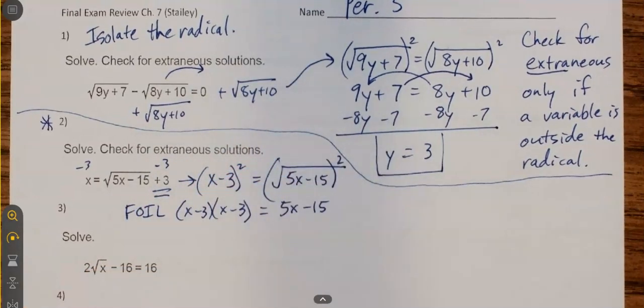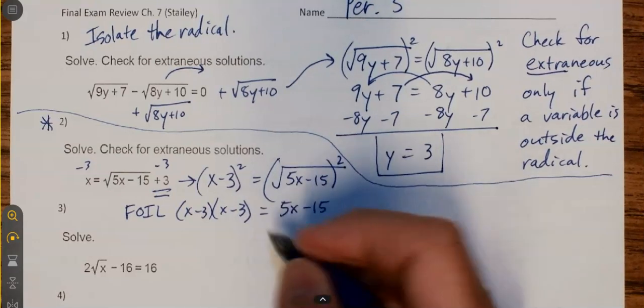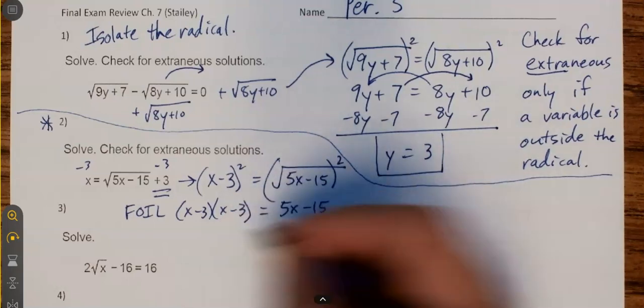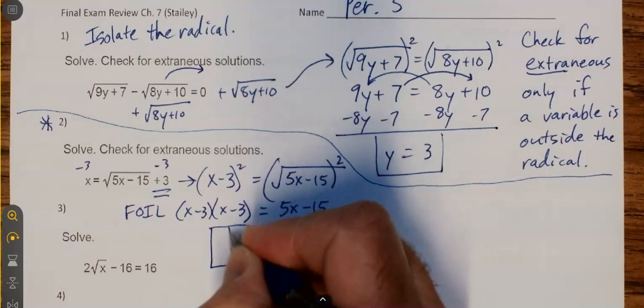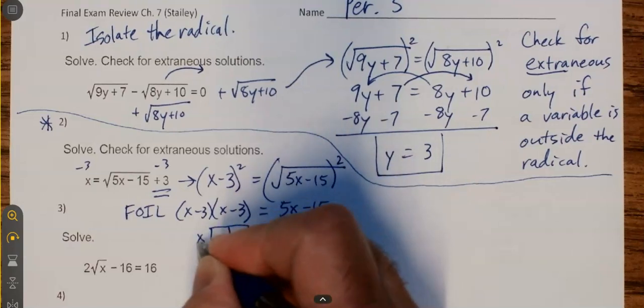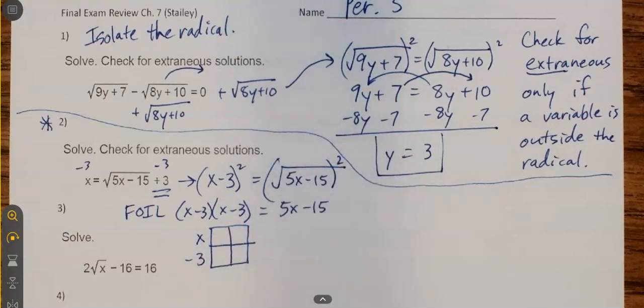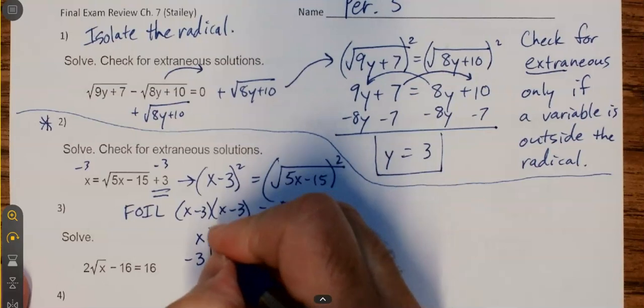I'll give you 30 seconds to get your FOIL done, whichever way you like to get your FOIL done. I think I'll probably use the box, but it's completely up to you how you want to do it. So, take a few seconds and get that done. Just the foil part. That way we're ready to go for the next part.